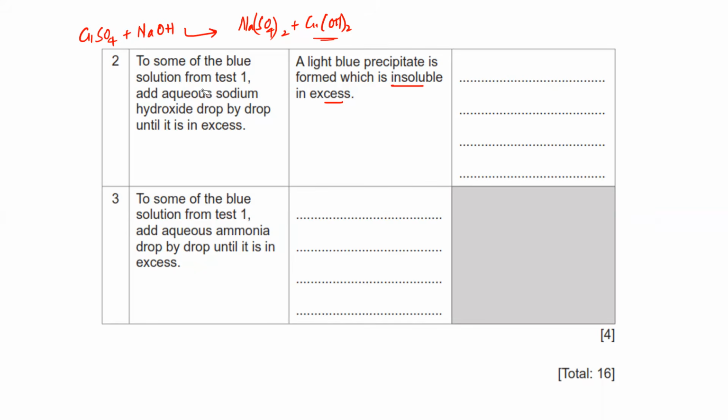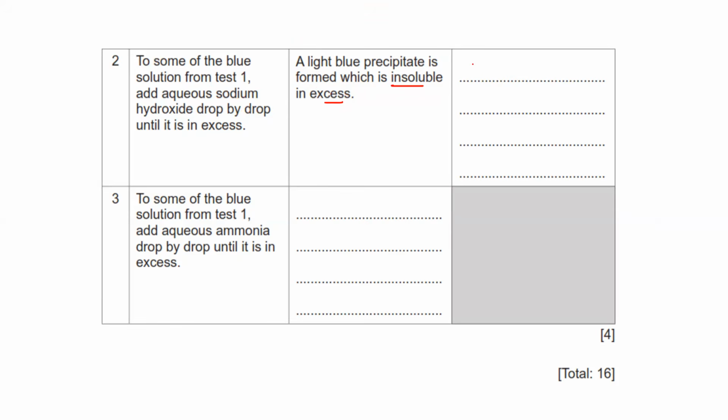Sodium hydroxide, when you start adding it, will be eating up the sulfuric acid that was present in the solution. Then when the sulfuric acid is totally used up, the blue precipitate forms, and it is insoluble in sodium hydroxide. So that would be the case.